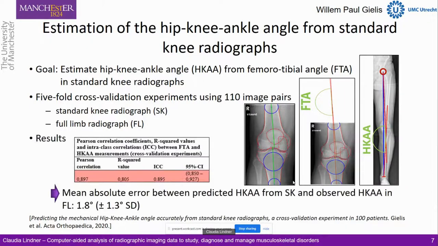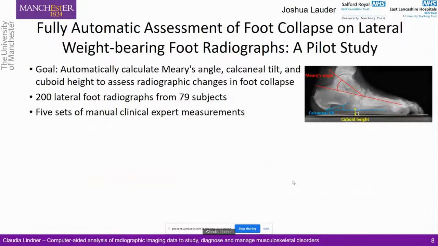Now, in terms of results, we found that there's a high correlation between the femoral tibia angle and the hip knee ankle angle, with Pearson correlation and ICC values around 0.9. And that was the same when we used the automatically calculated femoral tibia angle rather than the manual ground truth. And in terms of the mean absolute error between the predicted hip knee ankle angle from the standard knee radiographs and the ground truth measurements from the full limb radiographs, we achieved an error value of about 1.8 degrees.